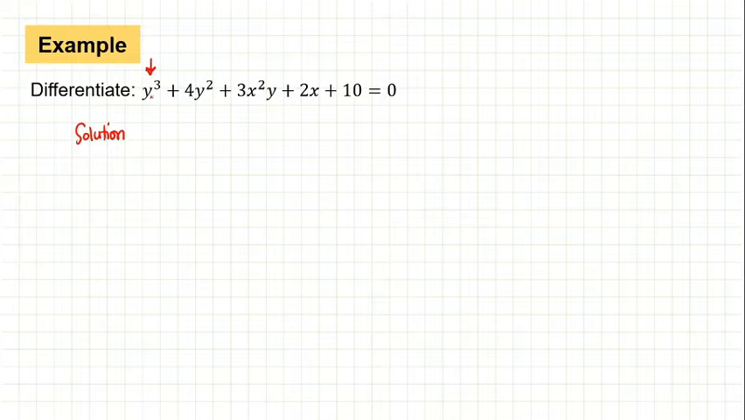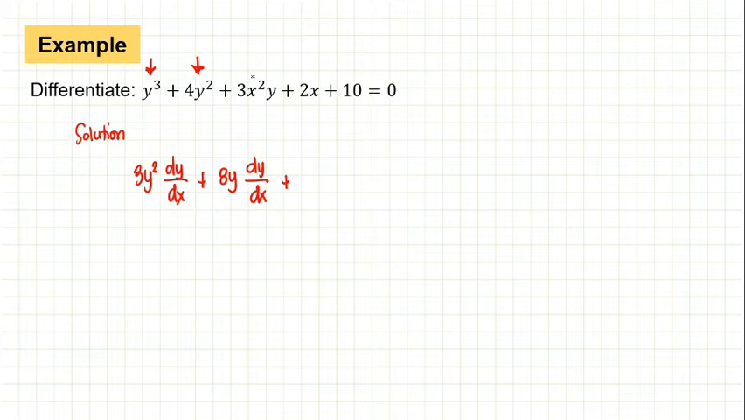So the derivative of y cubed will be 3y squared using the power rule. And since we have y, we will multiply it by its derivative with respect to x. So we have 3y squared dy over dx. Always multiply the derivative of y by dy over dx. Okay? Plus the derivative of 4y squared, that is 8y, right, times the derivative of y with respect to x.